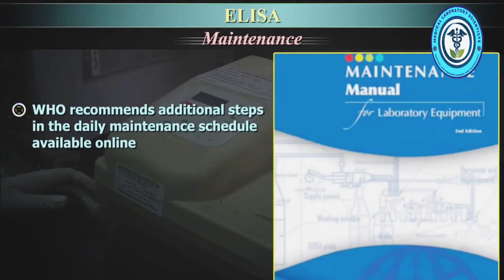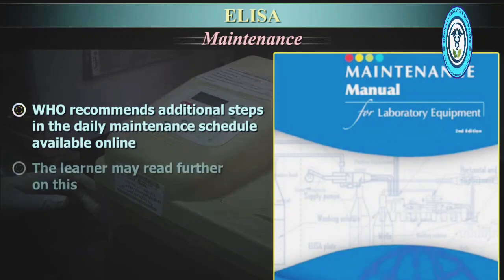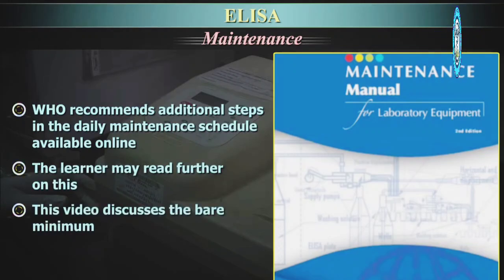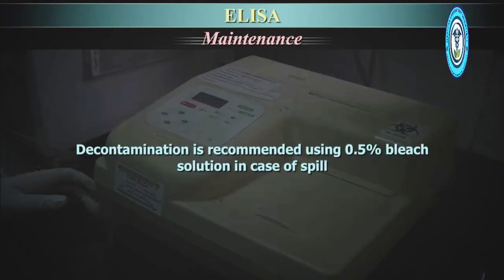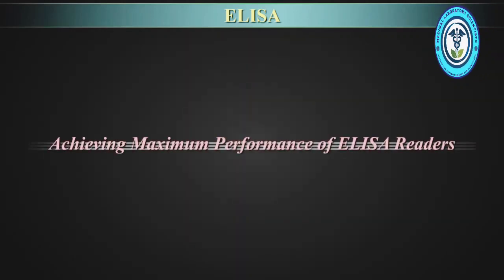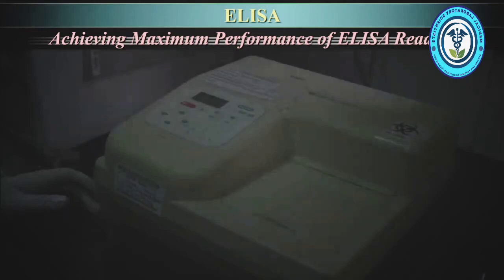WHO recommends additional steps in the daily maintenance schedule available online. The learner may read further on this. This video discusses the bare minimum required. Decontamination is recommended using 0.5% bleach solution in case of spill, achieving maximum performance of ELISA readers.